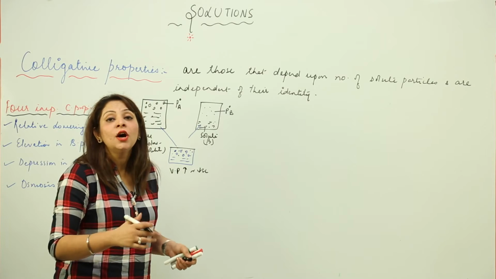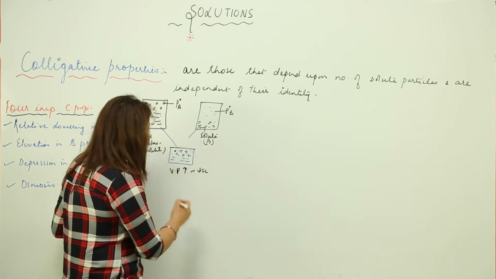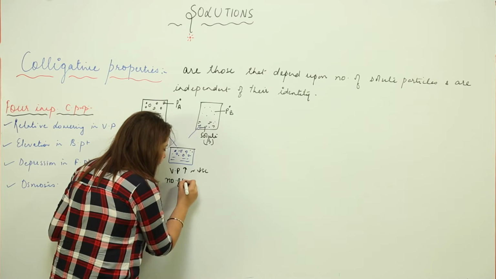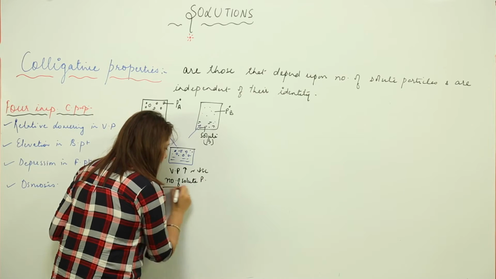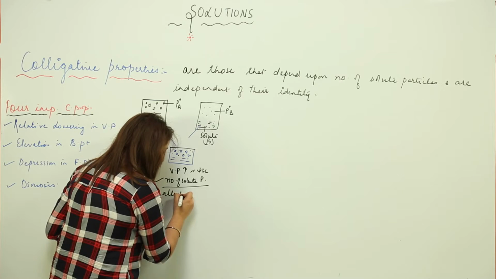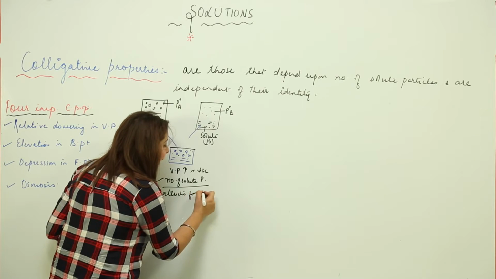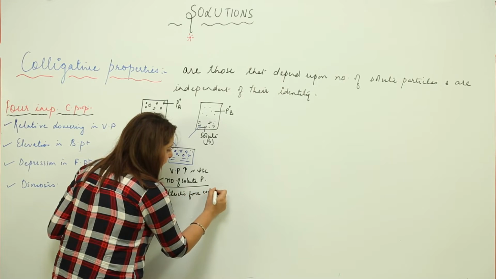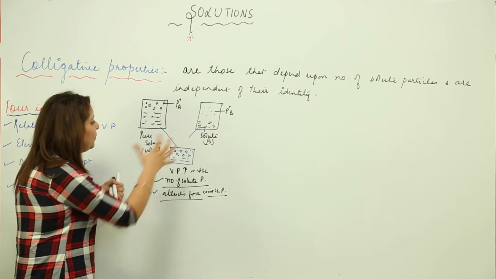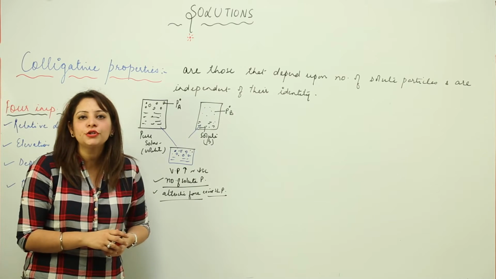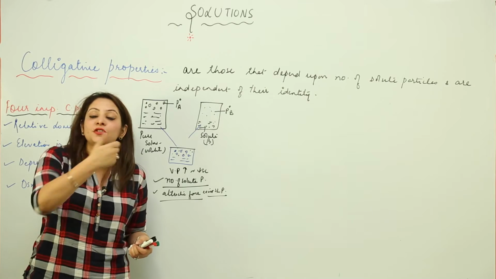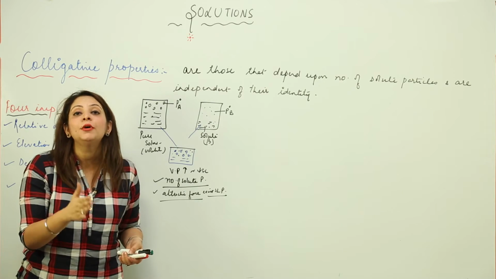So what factor does it depend upon? Obviously, it depends upon the number of solute particles. And one more thing, it depends upon the attractive or binding forces that exist between the particles. So when we are mixing solute and solvent to make the solution, vapor pressure may increase or fall. It just depends upon the number of the solute particles.